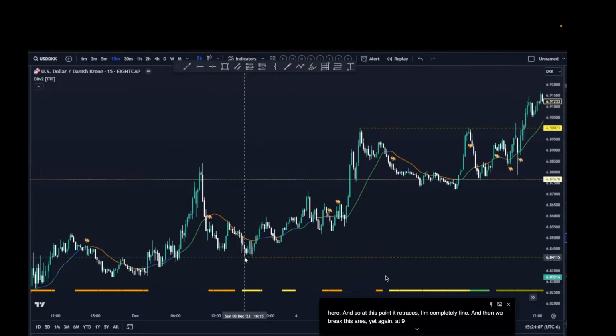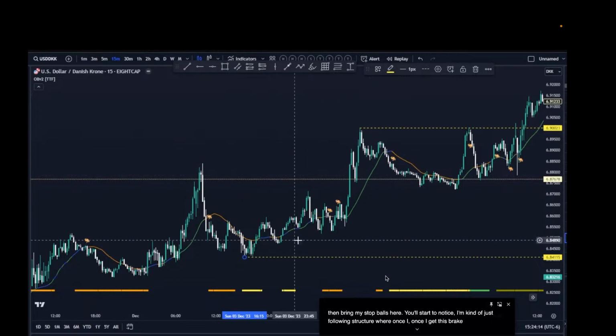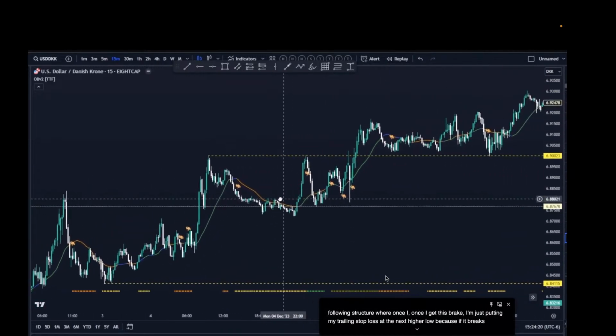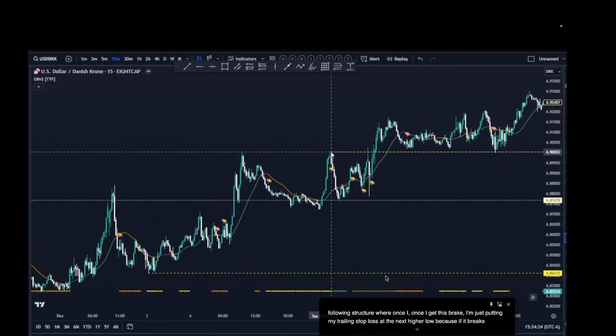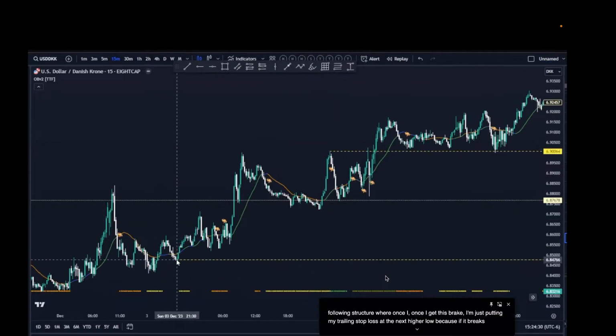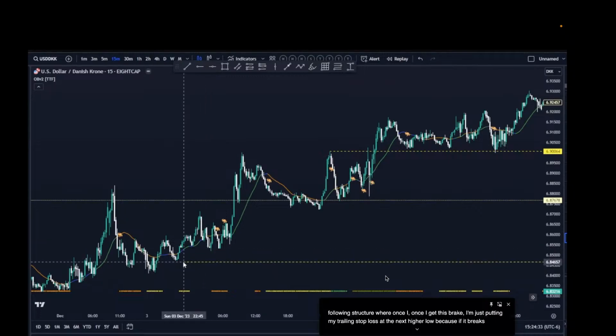So I would then bring my stop loss here. You'll start to notice I'm just following structure: once I get this break, I put my trailing stop loss at the next higher low, because if it breaks this point, then price is probably going to reverse. I'll consider this the same higher high. Since it double tops, I would probably move it here or here. Let's just say I'd move it here.